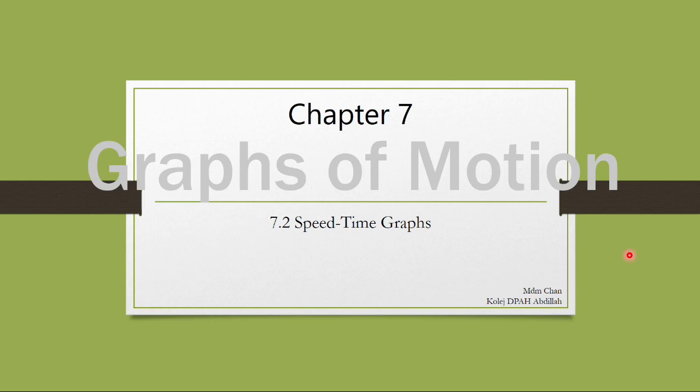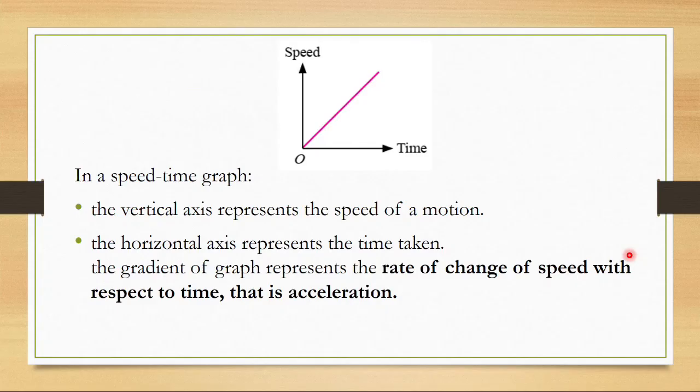So today we are going to continue to look at graph of motion. That's the second part, which is speed time graph. In this speed time graph, you are going to see the vertical axis over here. It represents the speed of a motion. And for the horizontal axis, it represents the time taken. Whereas the gradient of the graph over here represents the rate of change of speed with respect to time. So this part is actually the acceleration.